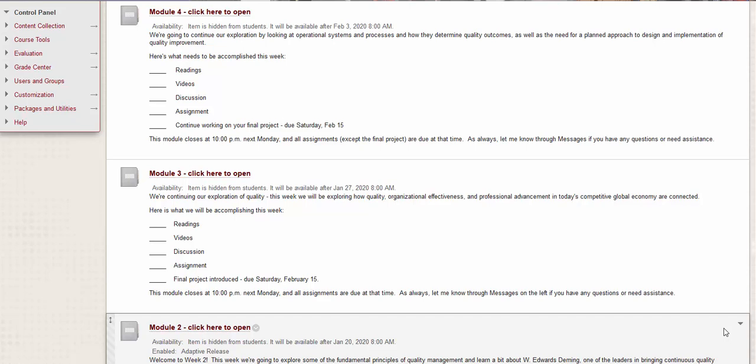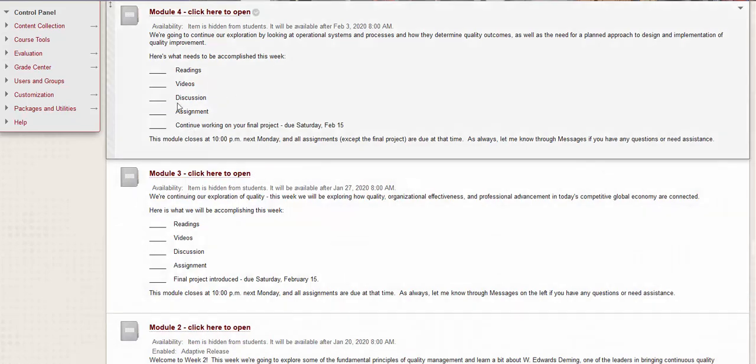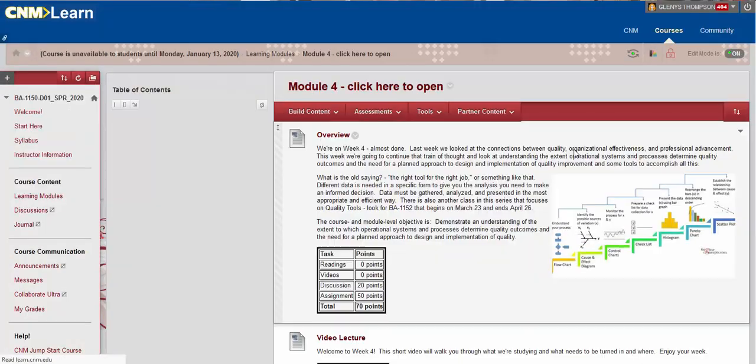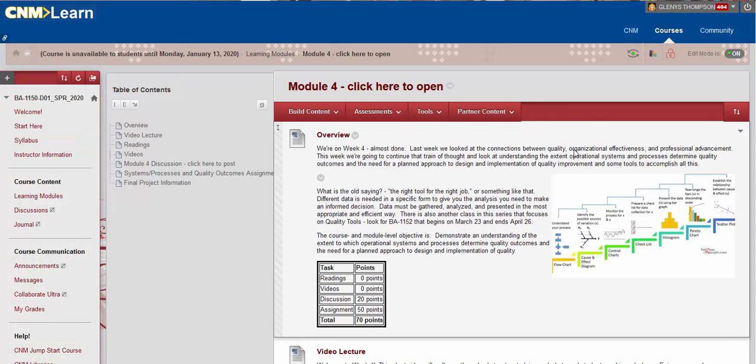So this week is very much like the previous two, a discussion and an assignment. I introduced the final project last week. You are to continue working on it this week. Let's see what's going on in here. Okay, so now this is a good module. Last week we looked at connections between quality, organizational effectiveness, and professional advancement.